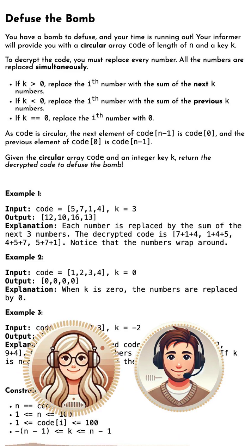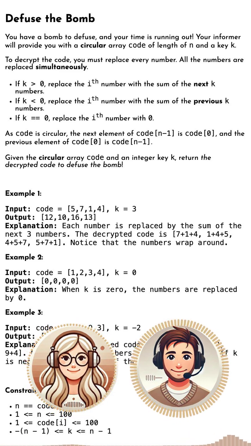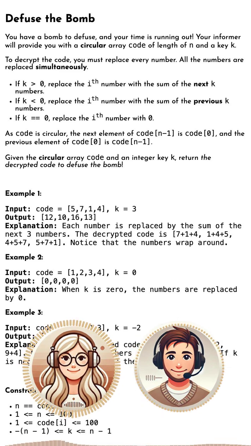Right. And now we slide our window 1 position to the right. So the element 5 leaves the window, and 4 enters. Now, instead of summing all three elements again, we simply subtract 5 from our previous sum, which was 13, and then we add the 4. This gives us 12, and that's our next decrypted value. I see. So we're basically reusing a big part of the calculation from the previous step, which saves us a bunch of time and effort. Exactly. And this efficiency gain becomes even more noticeable when the array size and the value of k increase.